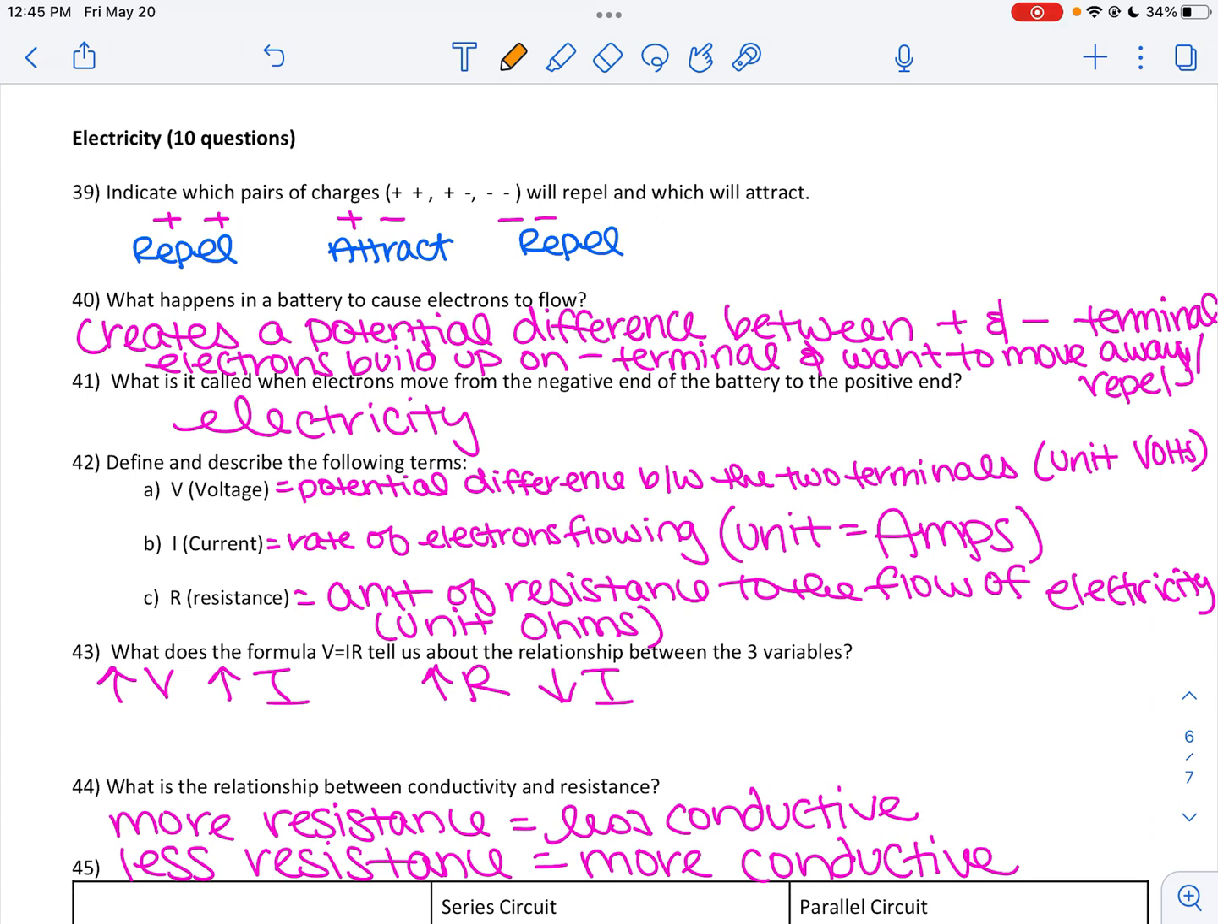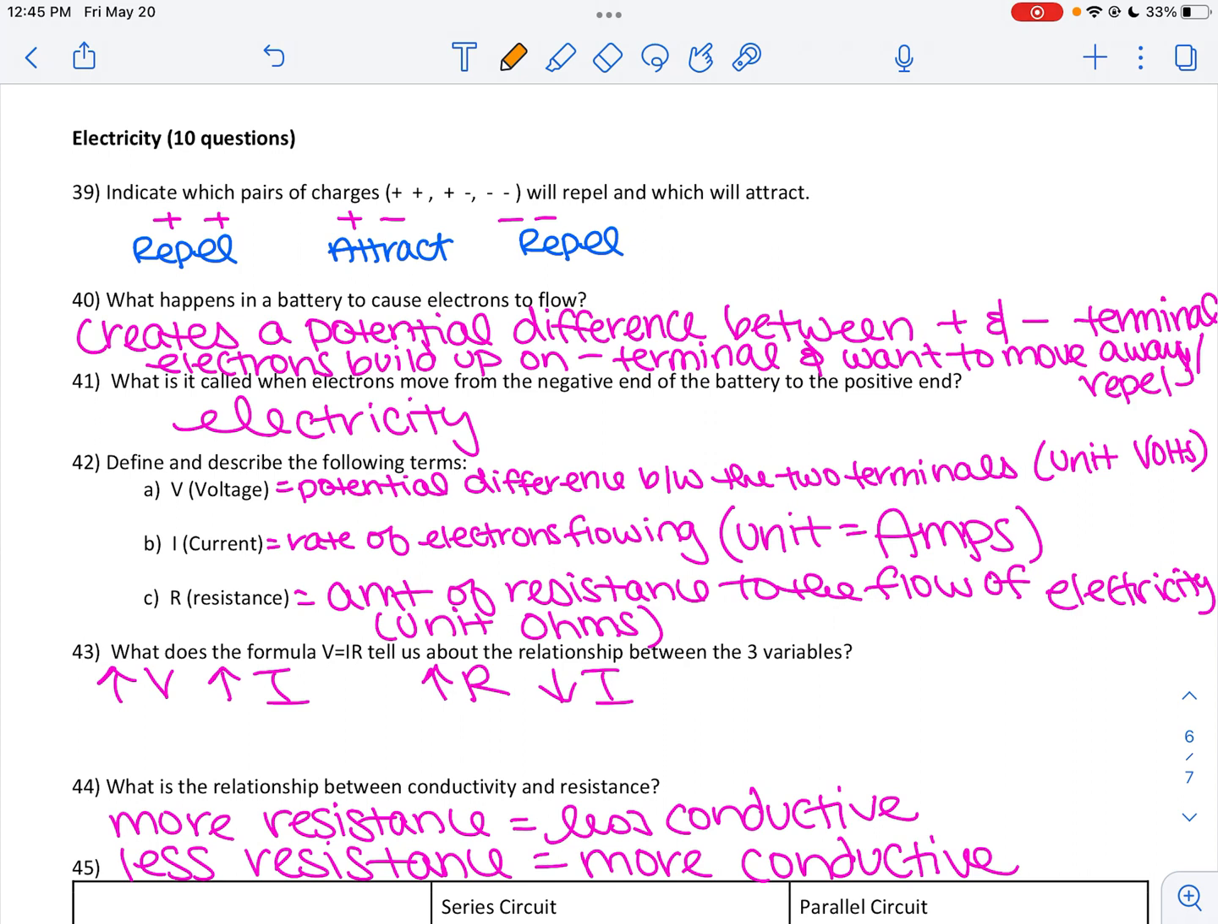All right, electricity, that's our final unit that we have covered on the exam. Remember, opposites attract, likes repel. Remember, batteries use chemical energy to create a potential difference between the positive and the negative terminal. Electrons build up on the negative terminal and flow towards the positive terminal because, again, opposites attract, likes repel.